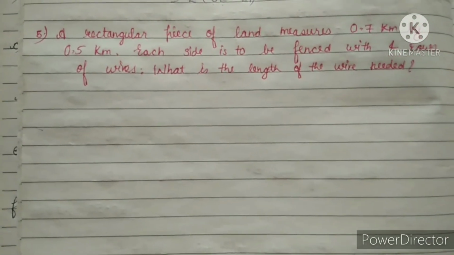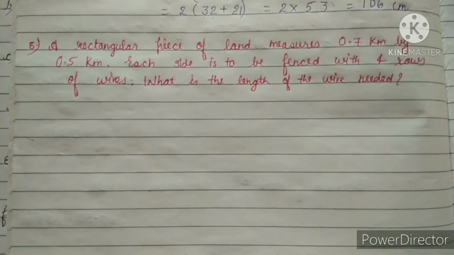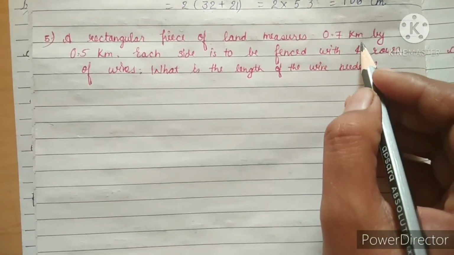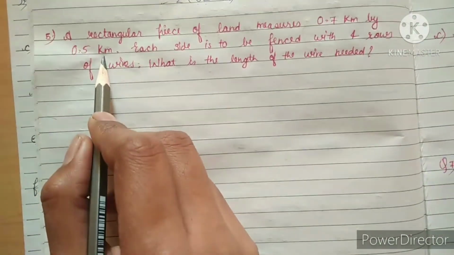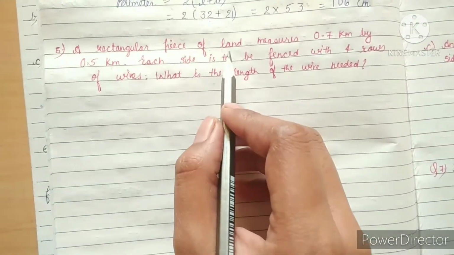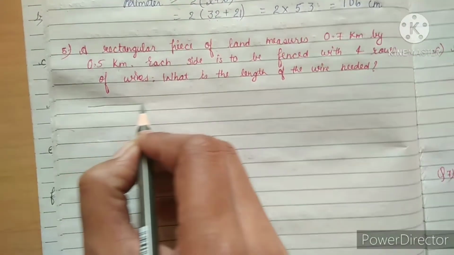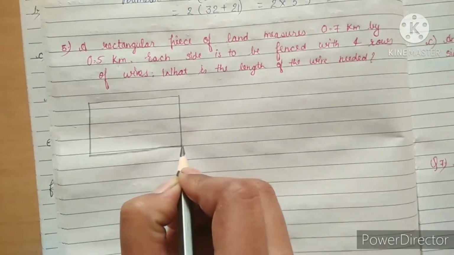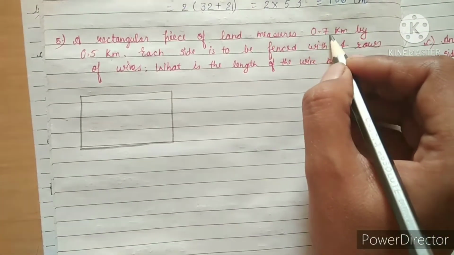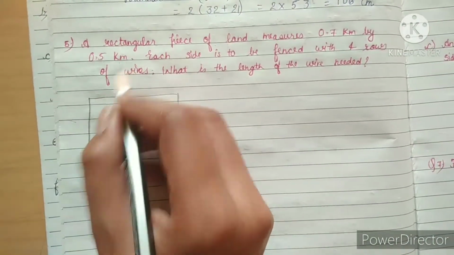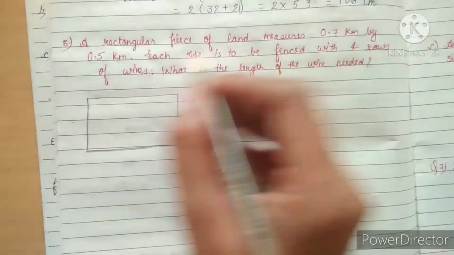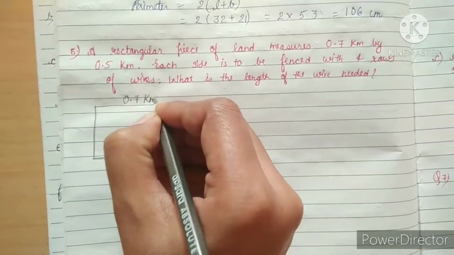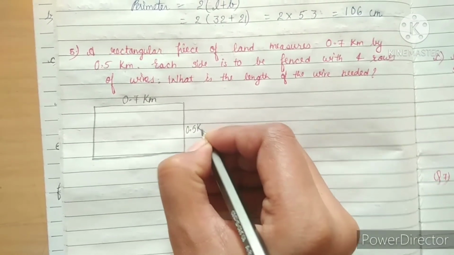Now question number 5 is, a rectangular piece of land measures 0.7 kilometer by 0.5 kilometer. We have a piece of land whose shape is rectangular. His measures are 0.7 kilometer by 0.5 kilometer. So 0.7 is greater than 0.5, so 0.7 will be the length and the breadth is 0.5 kilometer.